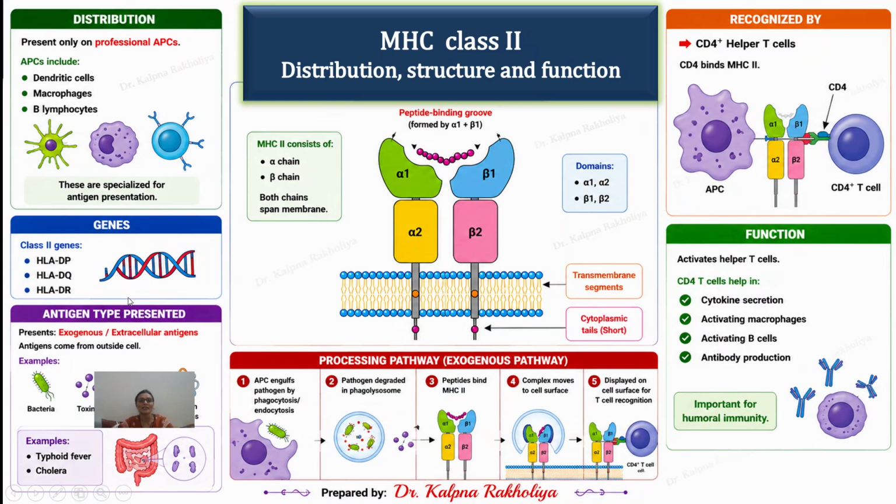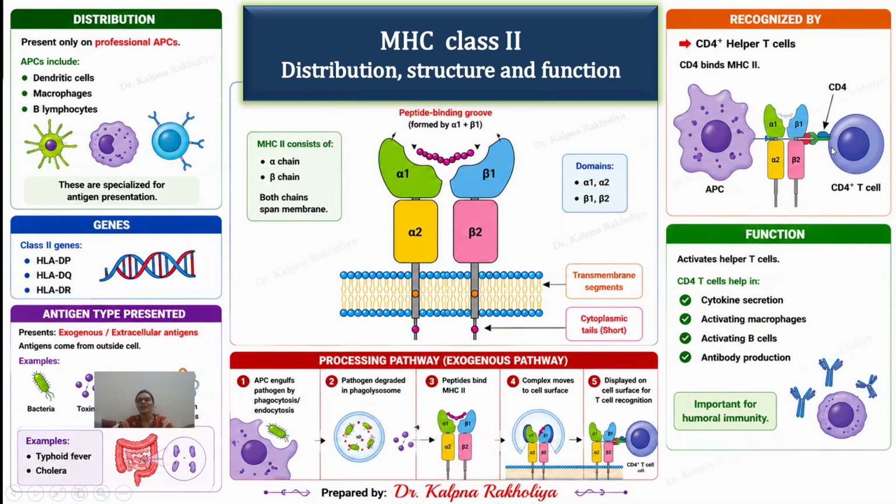Which kind of antigen do they present to the T helper cell? Exogenous pathogens or extracellular antigens, those antigens which come from outside, for example bacteria, toxins, parasites, foreign proteins, for example typhoid caused by Salmonella typhi and Vibrio cholerae peptide, which will be presented by MHC class 2 protein. Here you can see that between the alpha 1 and beta 1 binding groove, the peptide chain is presented to the T helper cell having the CD4 positive receptor.